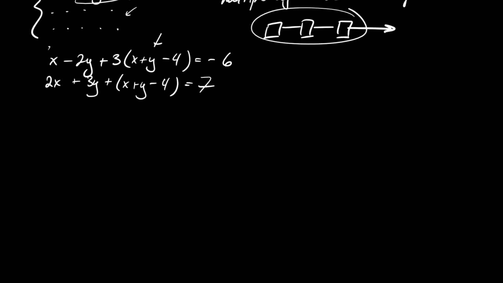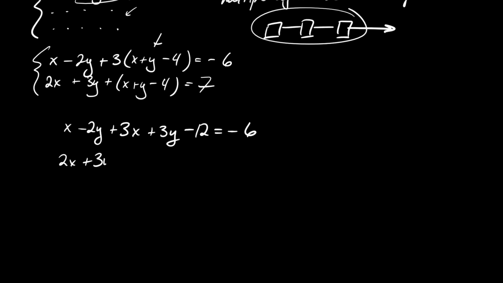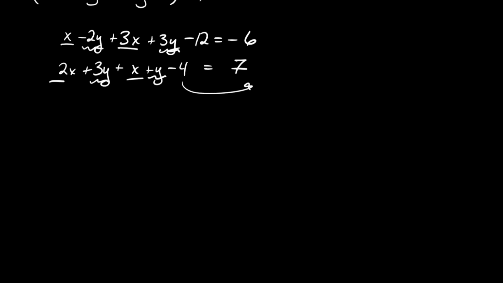Okay, now if we look at this, this actually is two equations involving only the unknowns x and y. So we've reduced this three equation problem down to a two equation problem. If we simplify this out, we have x minus 2y plus 3x plus 3y minus 12 equals negative 6. Here I'm just expanding the parentheses. Now we want to collect all the x's together and all the y's together in each equation, and we'll also move the constants over to the other side. So the top equation is 4x plus 1y equals 6. The bottom equation is 3x plus 4y equals 11.